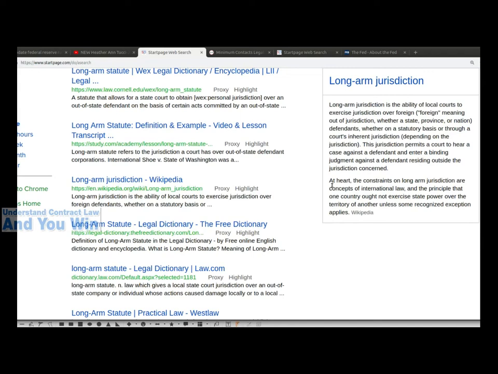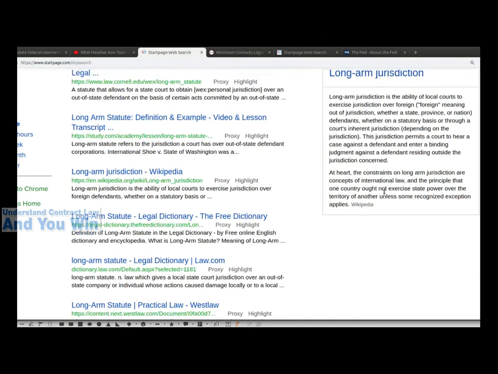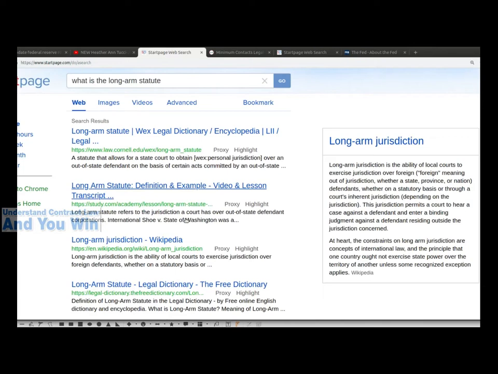At heart, the constraints of long-arm jurisdiction are concepts of international law and the principle that one country ought not to exercise state power over the territory of another unless some recognized exception applies. So, I'm just running over this really quick, but there's International Shoe versus State of Washington. There's all sorts of cases, like study.com. How do I learn so much about all this? I just type it into the internet and read.